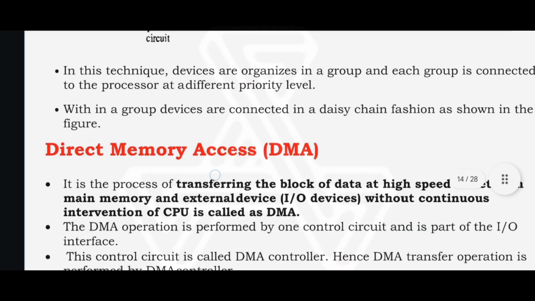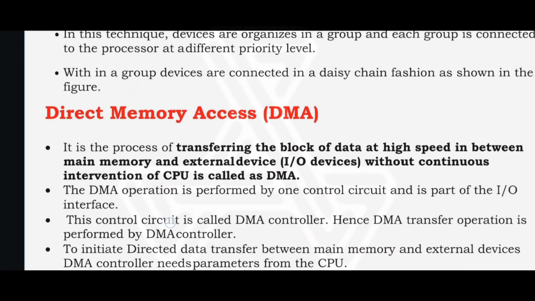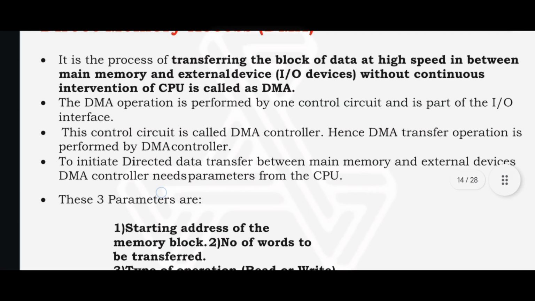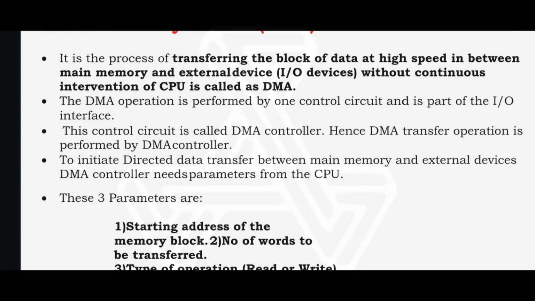Direct memory access. It's a process of transferring a block of data at high speed between main memory and an external I/O device without continuous intervention of the CPU. It's called DMA. A DMA operation is performed by a control circuit that is part of the I/O interface. The control circuit is called the DMA controller, hence DMA transfer operations are performed by the DMA controller.